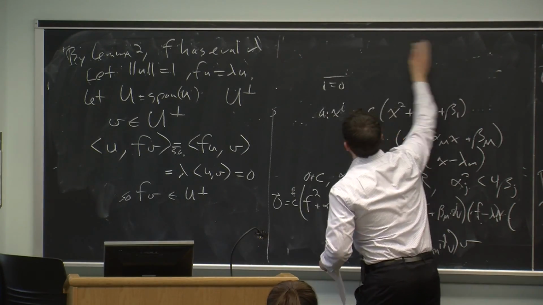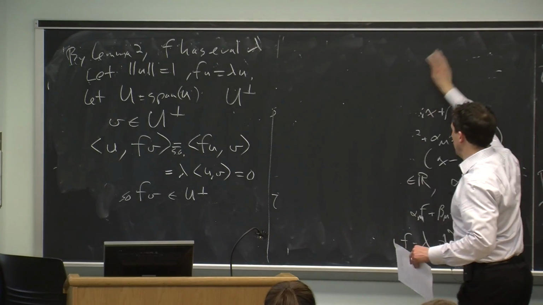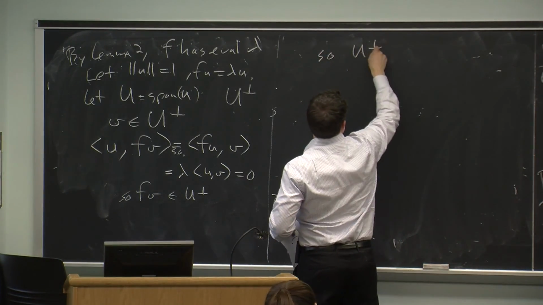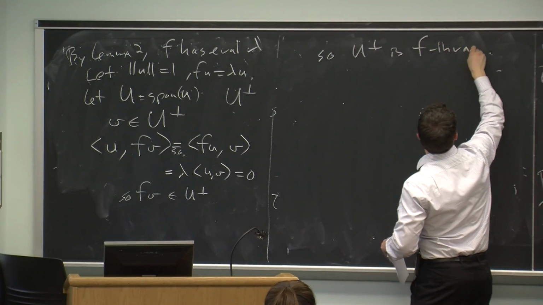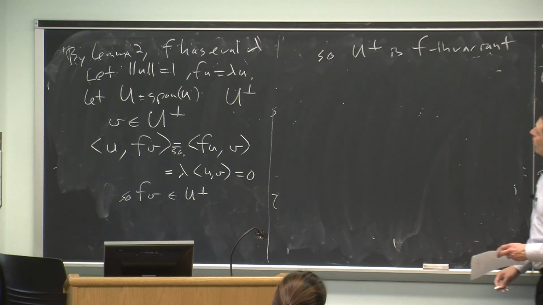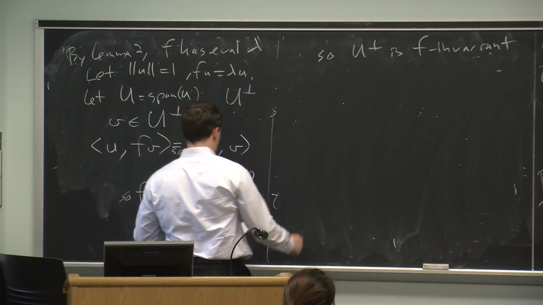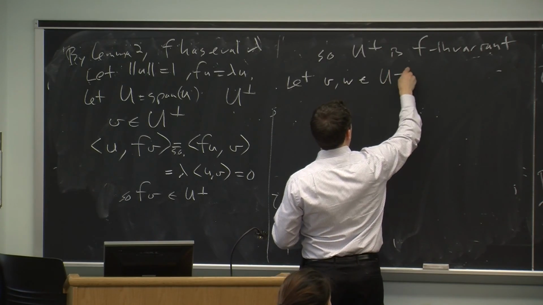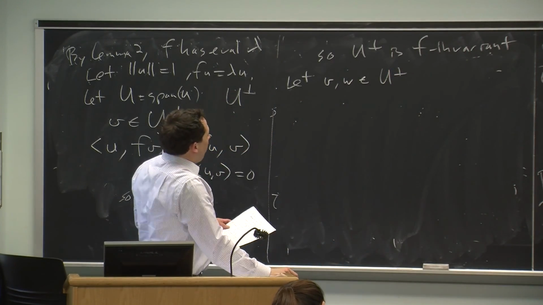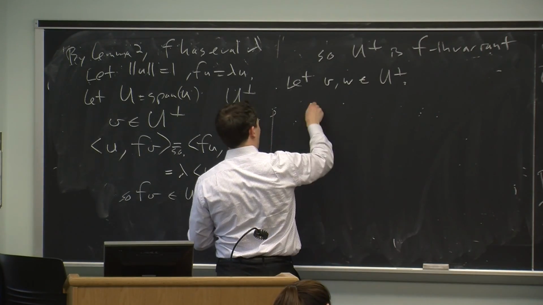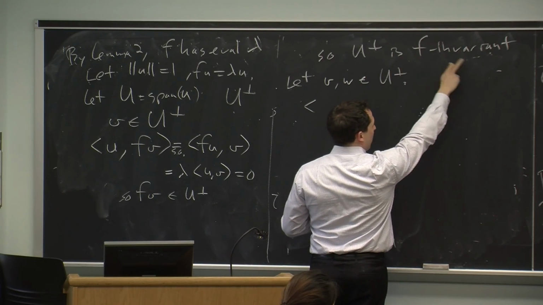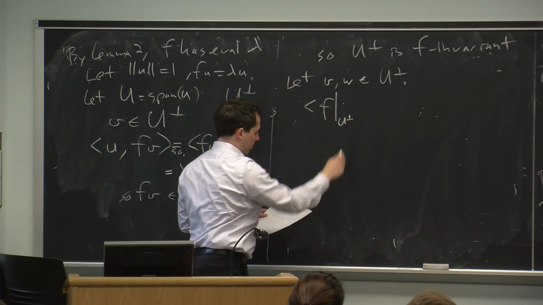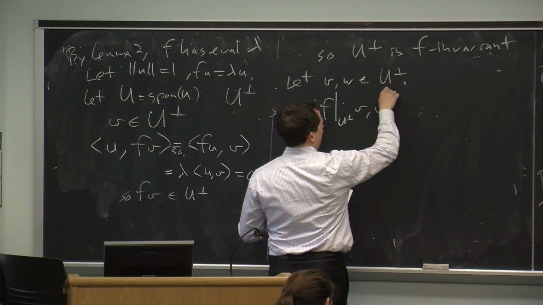What does that mean? That means that U orthogonal complement, the lower dimensional space that we'd like to use for our induction, is invariant under the action of F. When I apply F to it, I get something else which is still orthogonal to U. So let v and w now be both in the orthogonal complement of U. We want to check self-adjointness. So because U orthogonal complement is F invariant, it makes sense to say I could take F and restrict it to the orthogonal complement of U. I apply that to v and take the inner product with w.